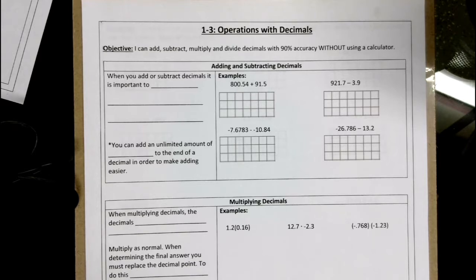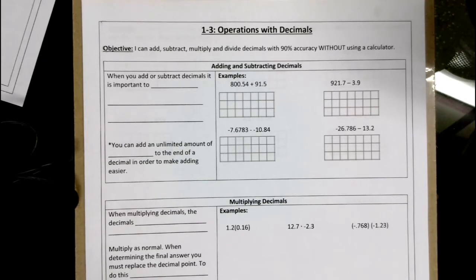The objective for today's lesson is that you should be able to add, subtract, multiply, and divide decimals with 90% accuracy without using a calculator. So let's take a dive into the meat of our lesson.